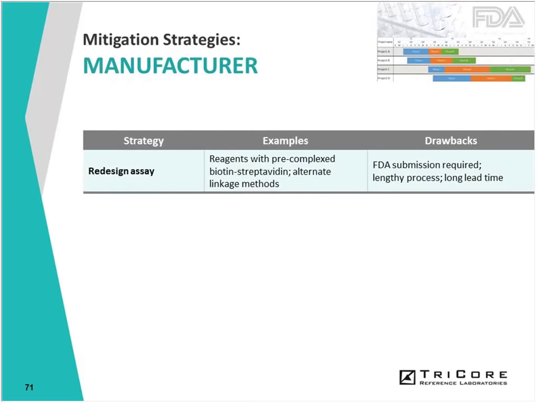And manufacturers can help by redesigning their assays, such as pre-complexing the biotin and streptavidin in the reagents, or by using alternate linkage methods. However, such an assay redesign would require FDA review, which is a lengthy process with a long lead time, not to mention costly.